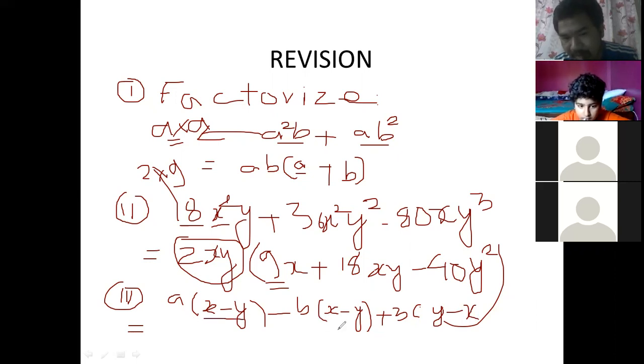Here is x minus y. Here is x minus y. Here is y minus x. Are they the same? They are not the same. First of all, make them the same.